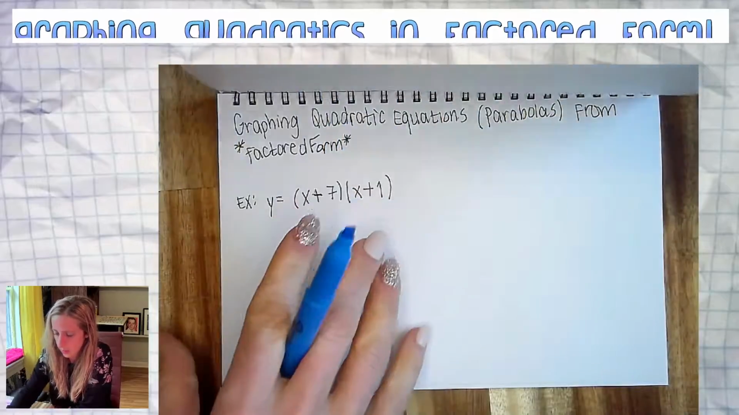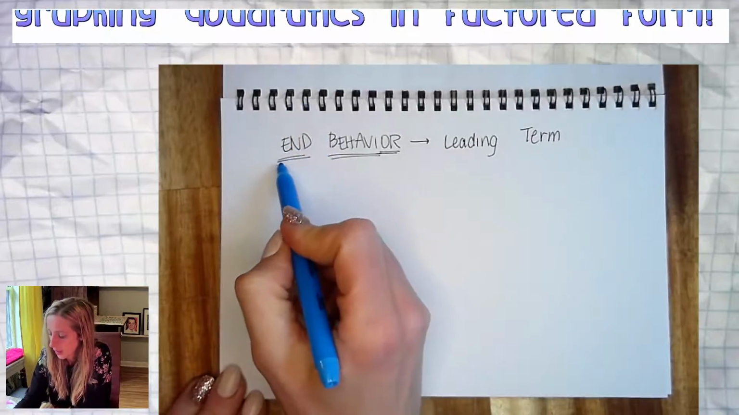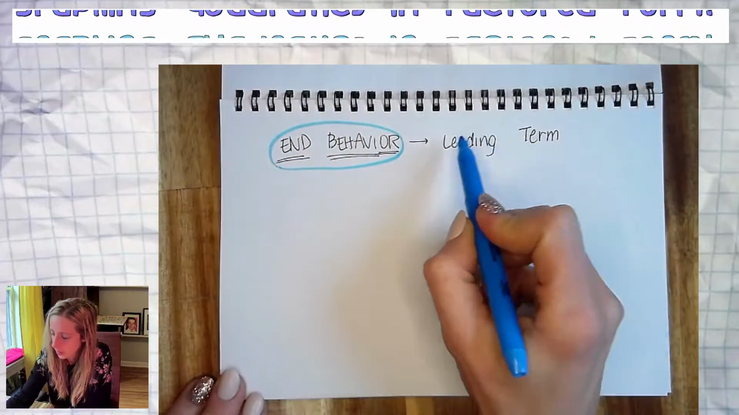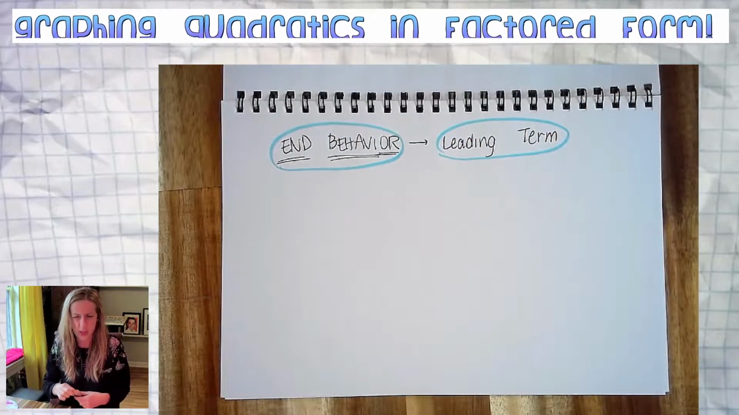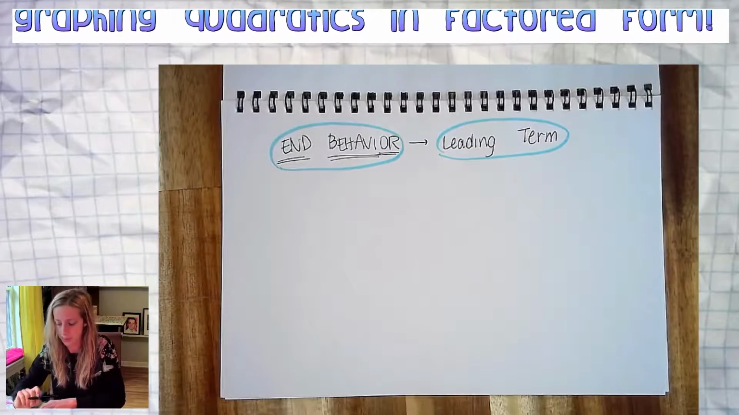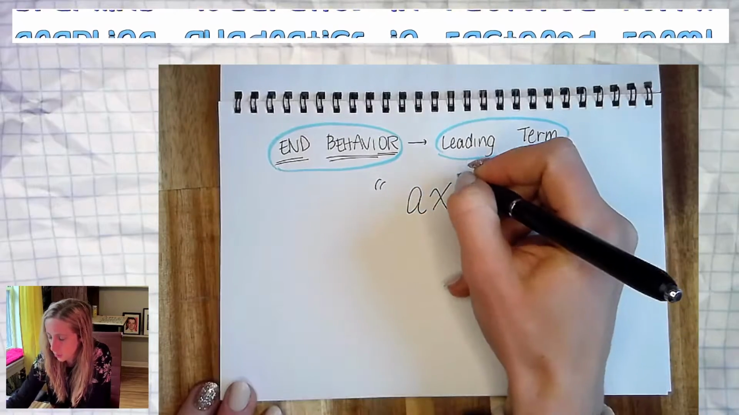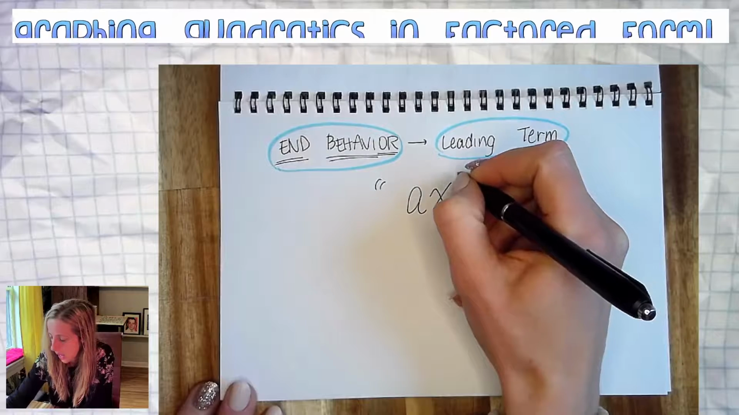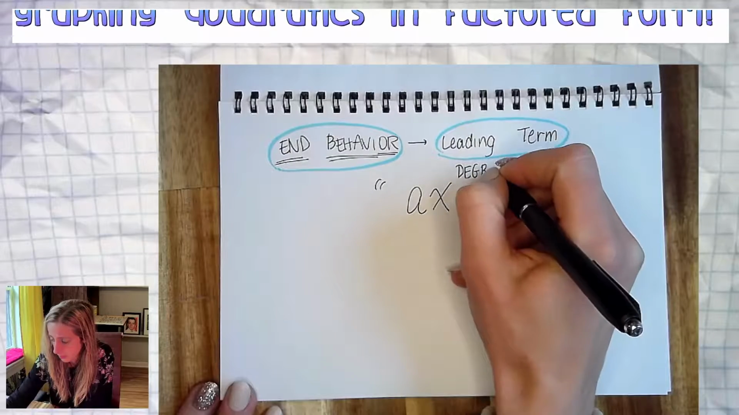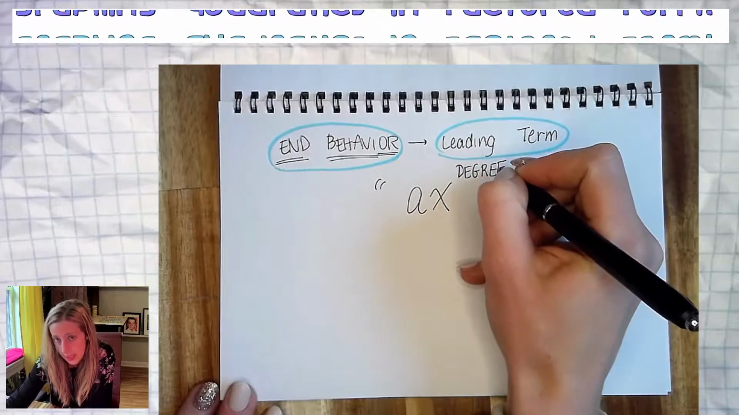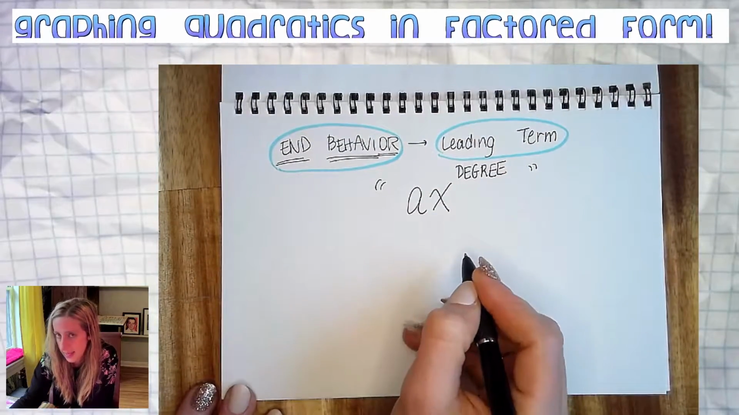And I'm going to go now to our little side notes over here. End behavior. And we're going to look at our leading term. Now the leading term, Ariel said it didn't matter if it was positive or negative, and that's absolutely correct. So we would have ax to a power, okay? I'm going to use the word degree. Degree is the name of the power when a polynomial is in standard form.